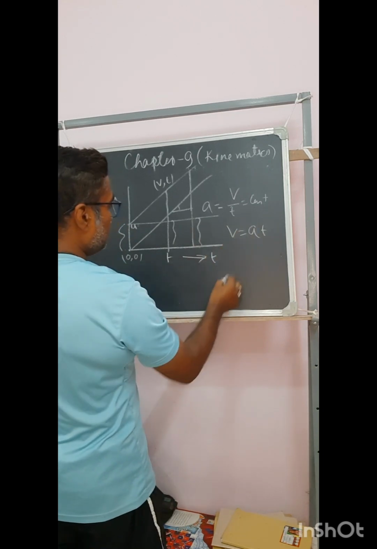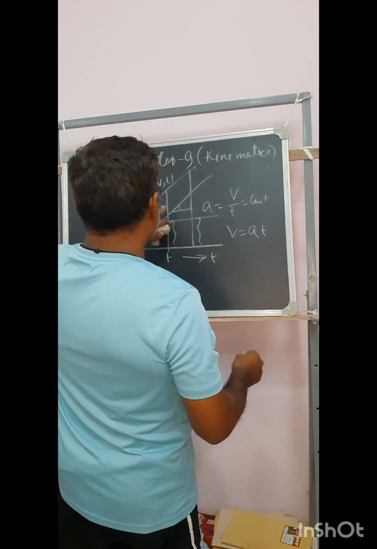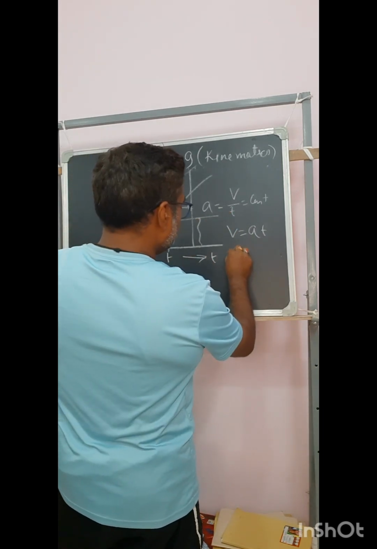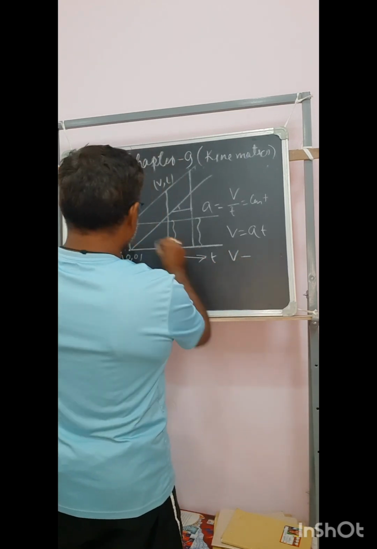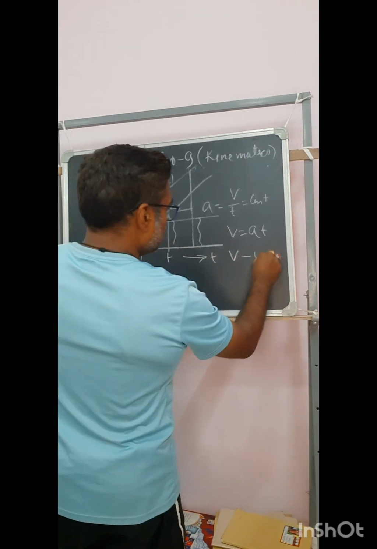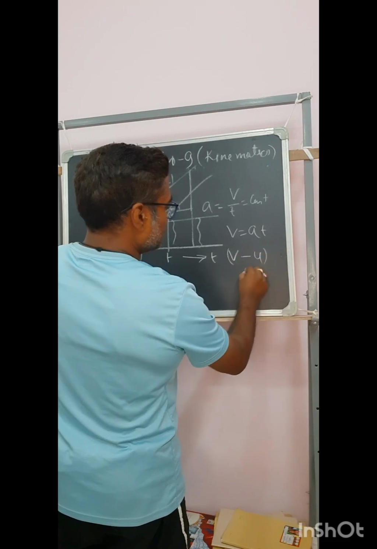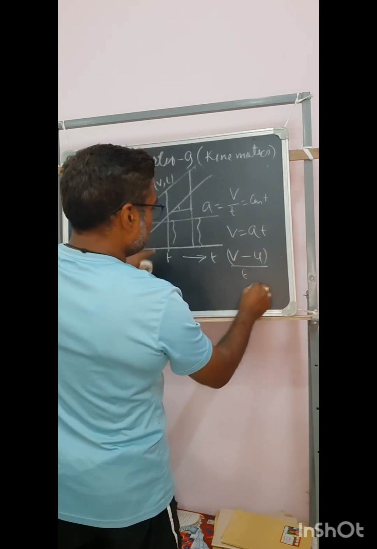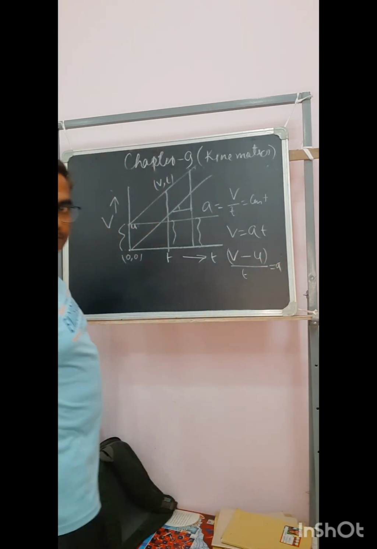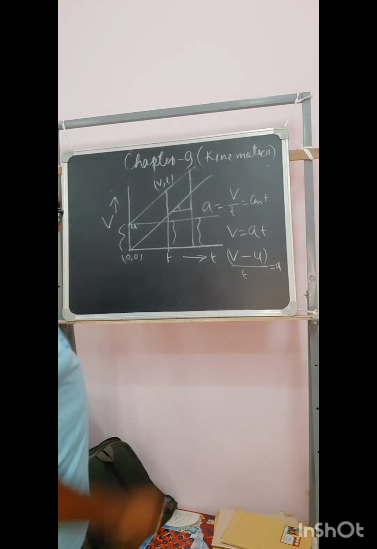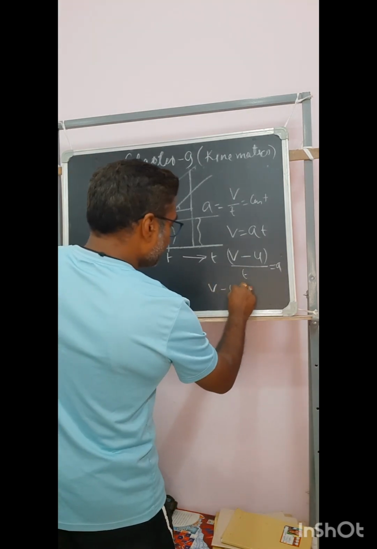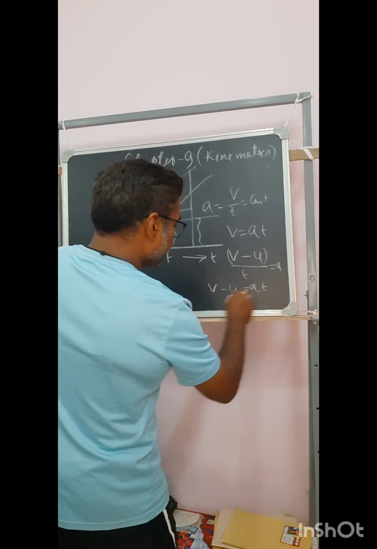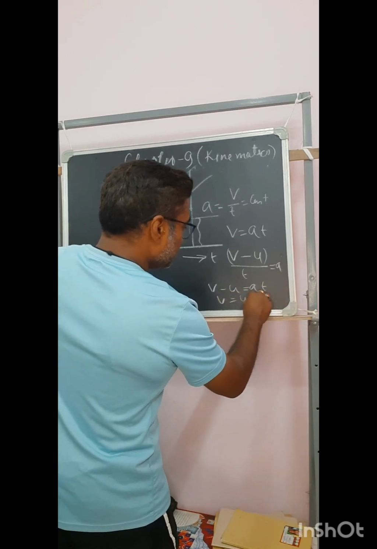So my actual velocity v will be v minus this constant part u, this has to be the consideration. So that by time t has to be my acceleration. Now if we turn it, it will be something like that, and v is equal to u plus at.